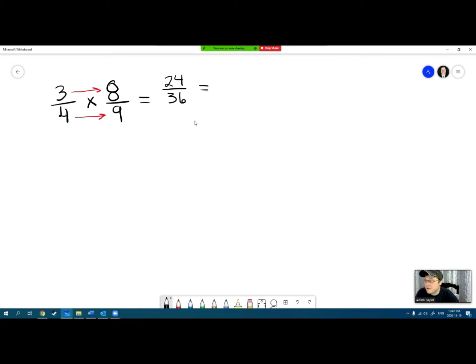We want to, of course, reduce that into lowest terms, so we need to find a number that evenly divides into 36 and 24. So what is that going to be? So here, I'll just extend this a little bit just to show you. 24 divided by 12, 36 divided by 12, right? 12 will divide evenly into both. So 24 divided by 12 is 2, 36 divided by 12 is 3. Okay, so this is our final answer. 3/4 times 8/9, the final answer is 2/3.